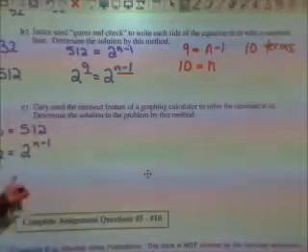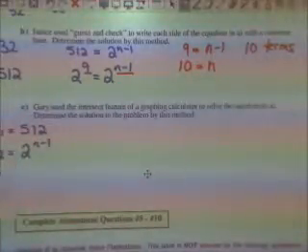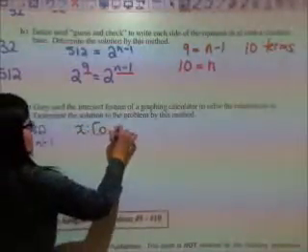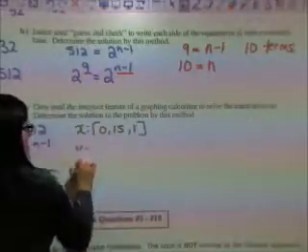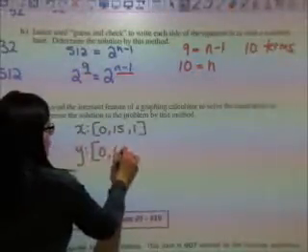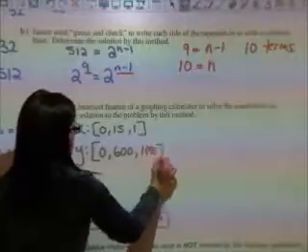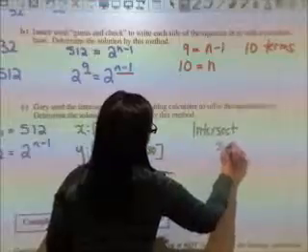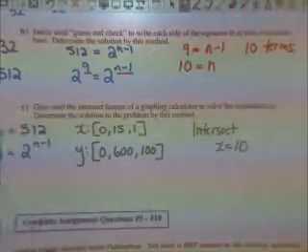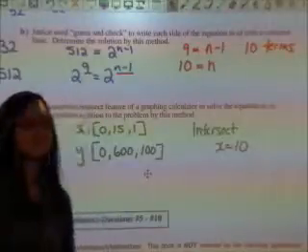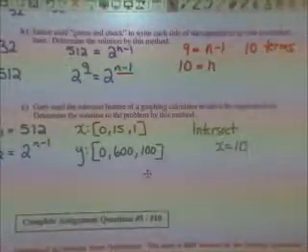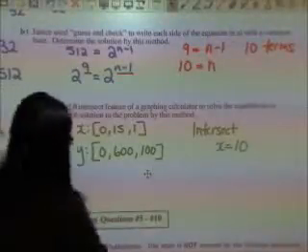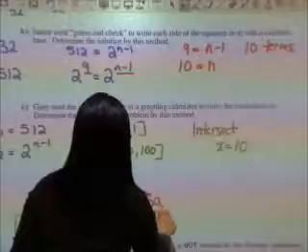So the tricky part with this is going to be making sure you use the right window setting. So my x's, I went from 0 to 15 going up by 1s. And my y's, I went from 0 to 600 going up by 100s. And then I went intersect, and I got that x equals 10. So questions for you to practice on would be question 5, A, and C.